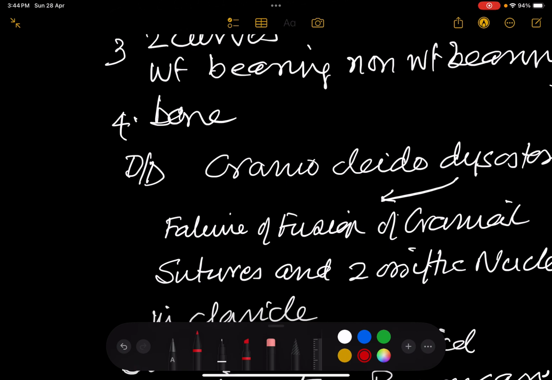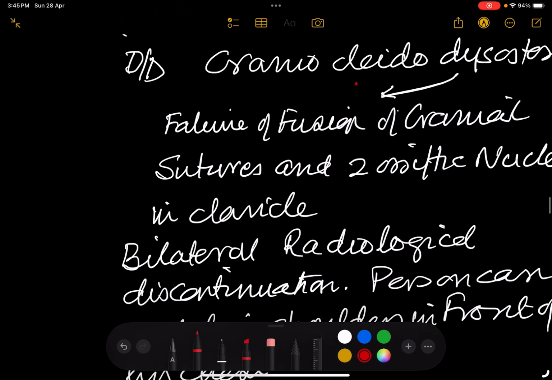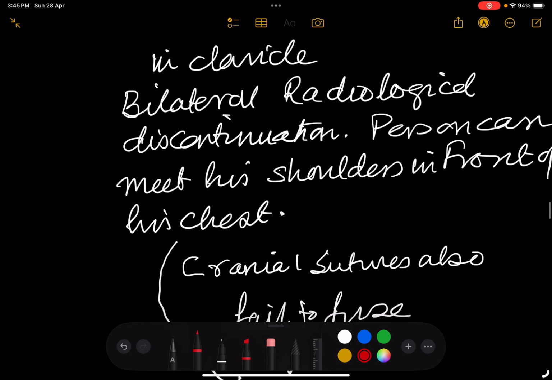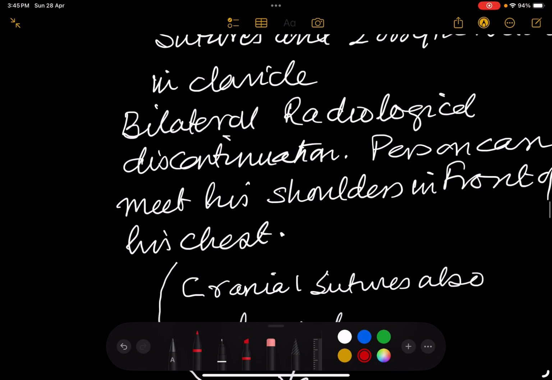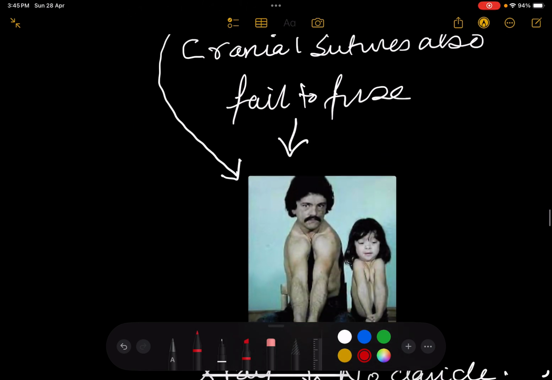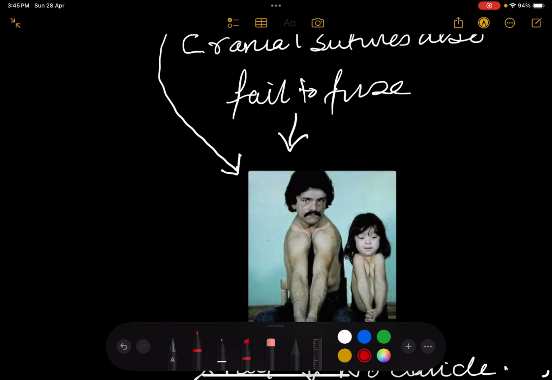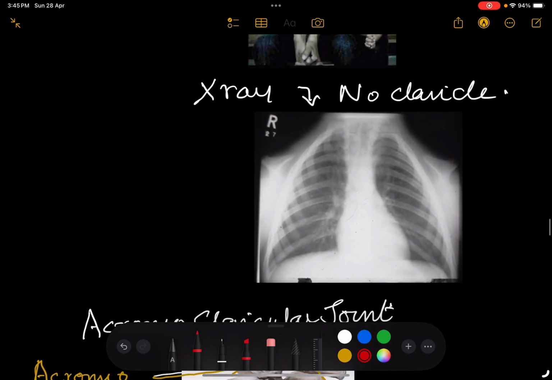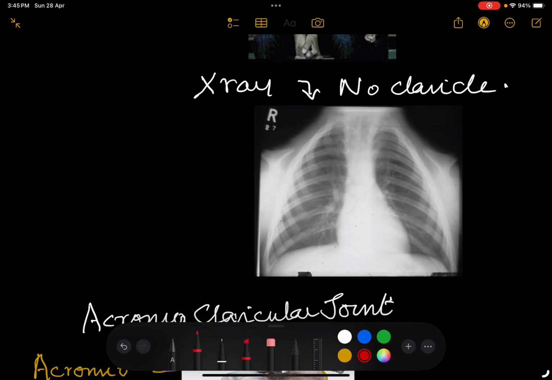The differential diagnosis is craniocleidodysostosis, where the ossific nuclei of the clavicle, lateral 1/3 and the medial 2/3, have failed to fuse, and in the same way cranial sutures have also failed to fuse, thus the name craniocleidodysostosis. It is usually bilateral, there is no history of injury, it is painless, and the diagnostic sign is that the patient can meet the shoulders in front of the chest, that you can see here. And of course there may be no clavicle.